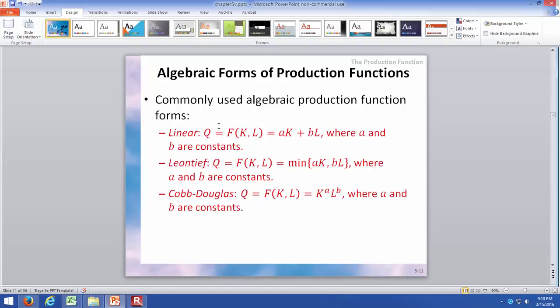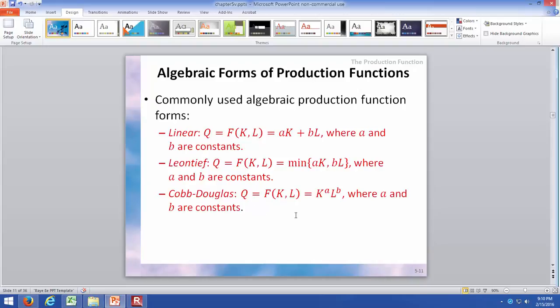Now, what are the different forms of production functions? So the first one is a linear production function. There, the production function is given by F(K,L), which is equal to A times K plus B times L. So A and B are constants. What we are saying here is that as we increase either one, either capital or labor, we will find an increase in the output.